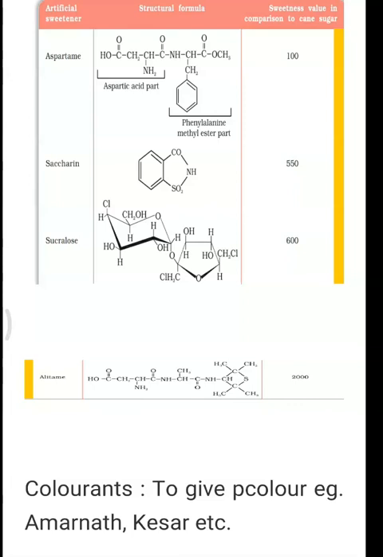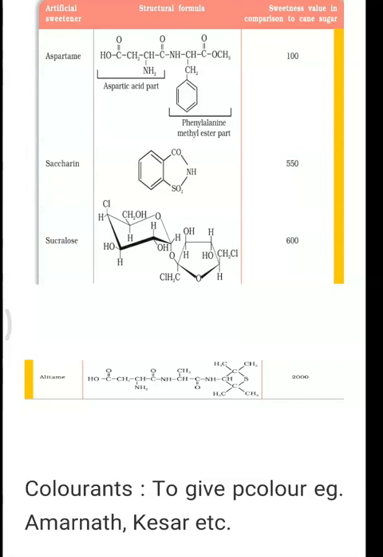Now next is the colorants. In order to make the food more appealing, some colors are added to the food, and different colors are added to different foods. Some examples of the colorants are amaranth, kesar, etc.